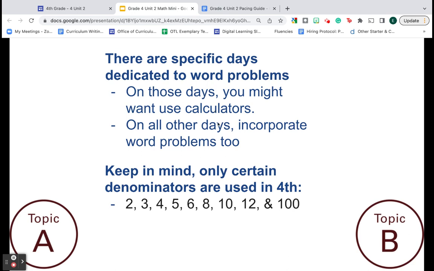One final reminder, in 4th grade, these are the denominators that students should be using. So don't sneak in 7ths or 11ths or 13ths. They just don't need to use them.